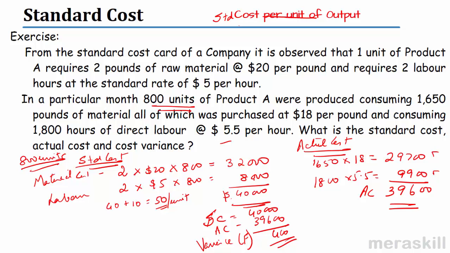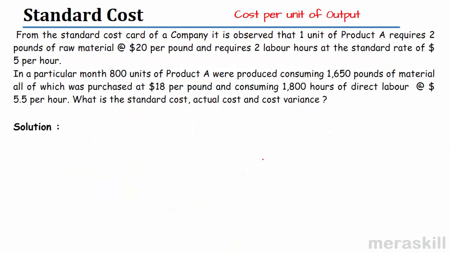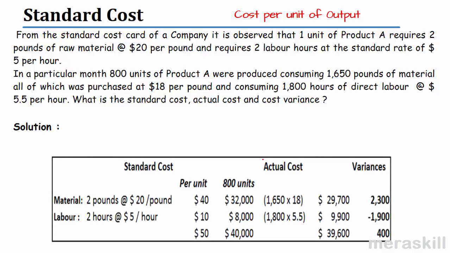Yes or no? A neater presentation would be like this. Material: 2 pounds at the rate of 20, 32,000 and 8,000, totaling 40,000, against actual 39,600. This is a favorable variance and this is an adverse variance. Totally we got a favorable variance.